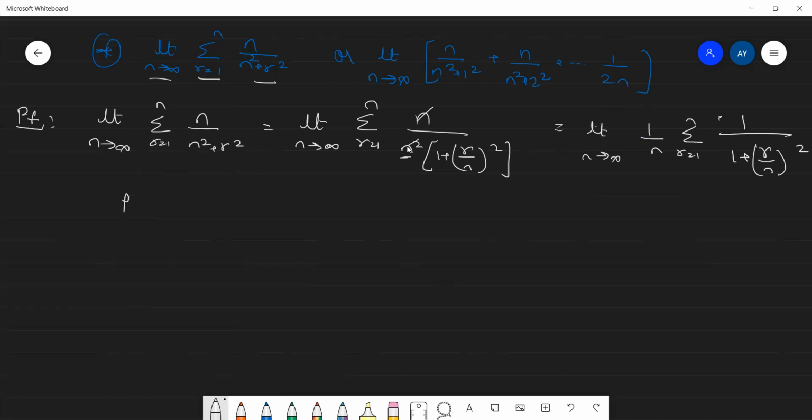So what is f of r by n now? f of r by n is equal to 1 by (1 plus (r by n) whole square), right? That is a function in terms of r by n. So this implies, what will be f of x? If f of r by n is 1 by (1 plus (r by n) square), what will be f of x? f of x will be 1 by (1 plus x square), right? Now we know that f of x is continuous on the closed interval a comma b.